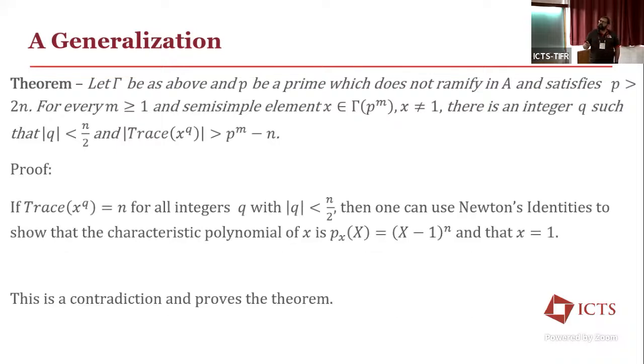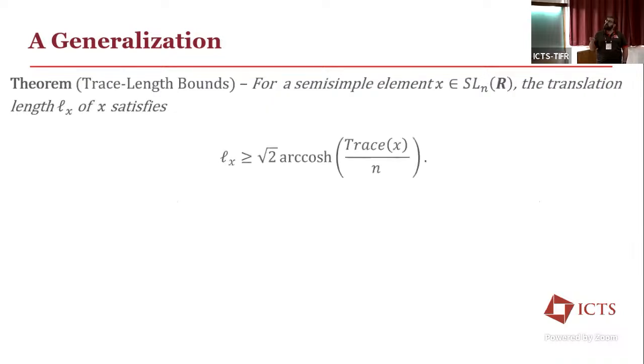If the trace of every power of x is equal to n, then you can use the Newton identities to show that the characteristic polynomial of x is just (x minus 1) to the n, and that x is the identity. But that's a contradiction to our hypothesis up here, and proves that the trace of some power of x is bigger than p to the m minus n.